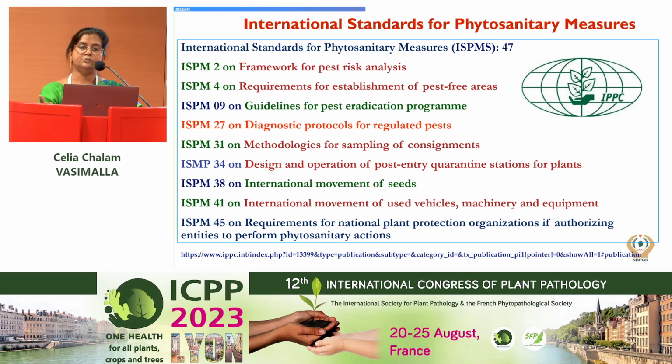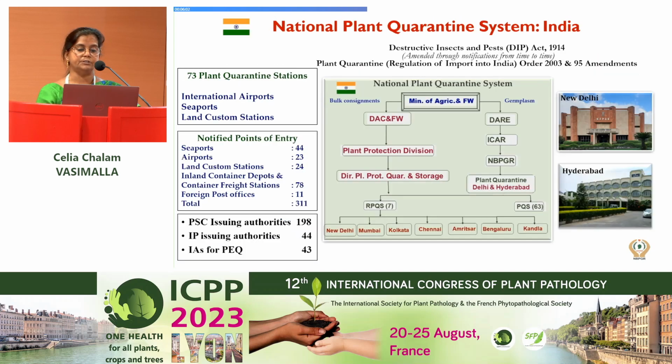Depending on this, the Indian government has the Plant Quarantine Order 2003, and unlike the USA and Australia, India has a two-tier system. The commercial material is dealt with by the Directorate of Plant Protection, Quarantine and Storage, and the germplasm is dealt with by NBPGR, where I come from. We have 73 plant quarantine stations which deal with commercial material across the country, and germplasm is dealt with by NBPGR at New Delhi, the capital city of India, and also Hyderabad in the southern part of the country.